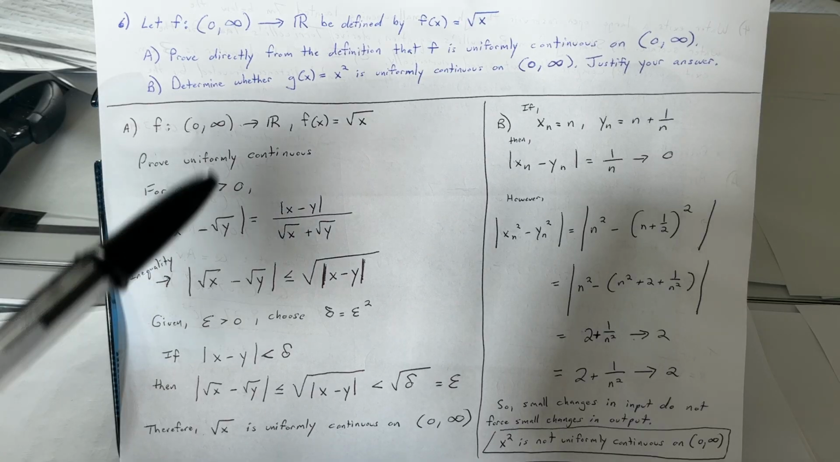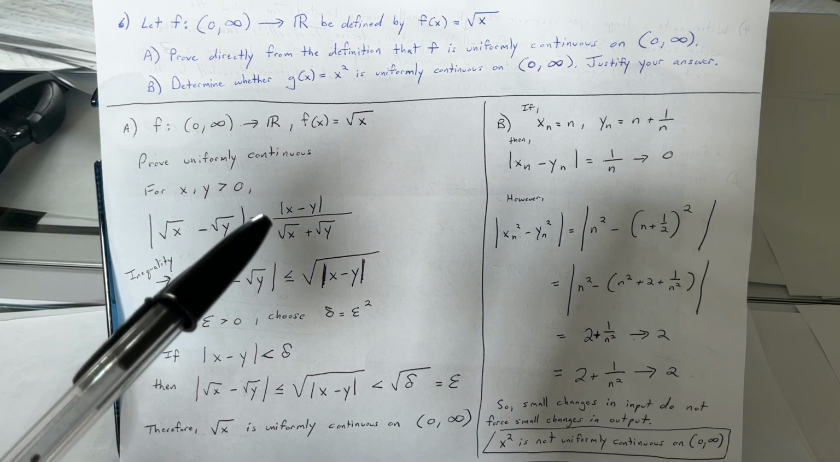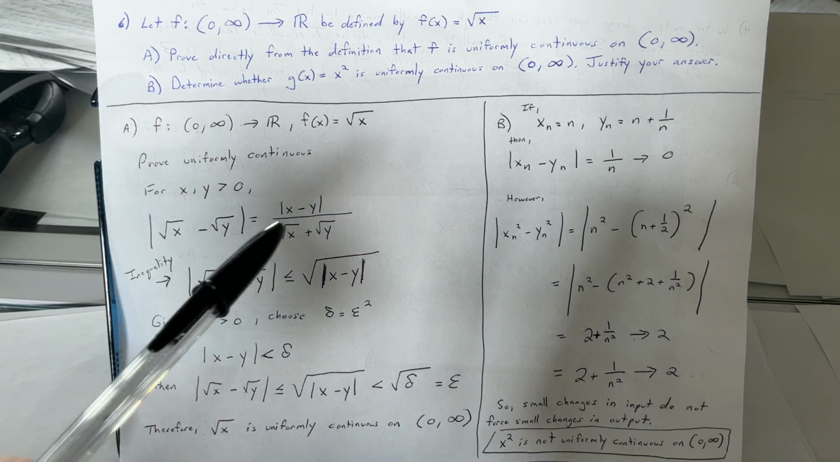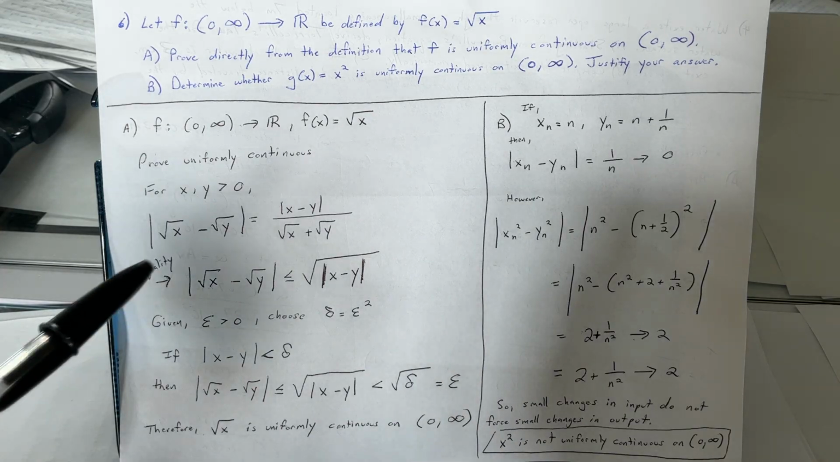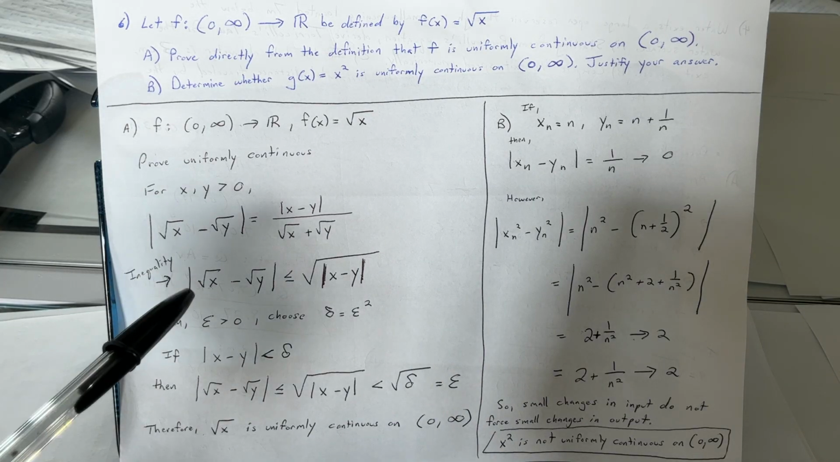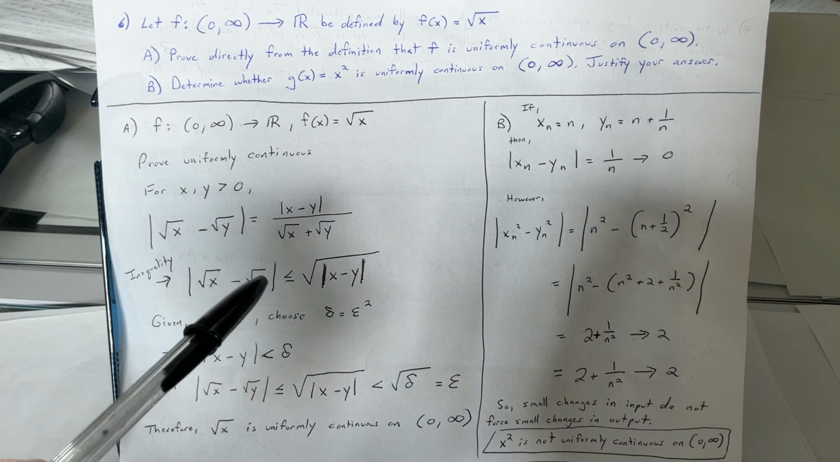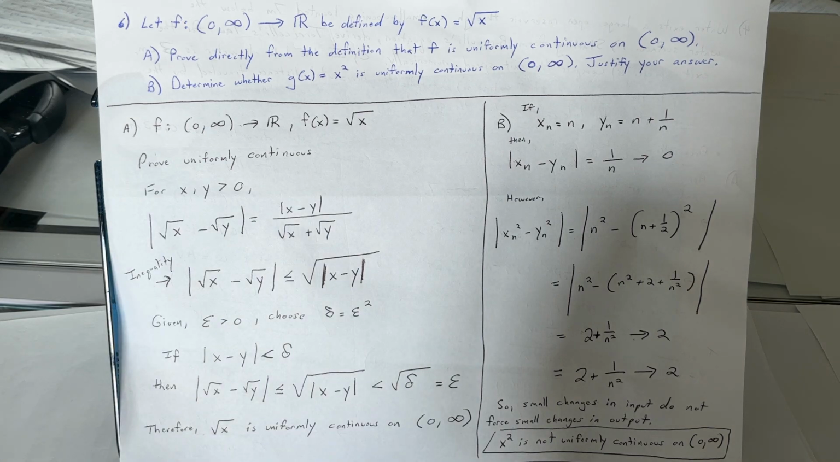We're going to take the absolute value of square root of x minus square root of y, and that's set equal to the absolute value of x minus y over the square root of x plus the square root of y. And this is a helpful inequality we're going to use here. For this, take the absolute value of square root of x minus square root of y. That's less than or equal to the square root of the absolute value of the difference between x and y.